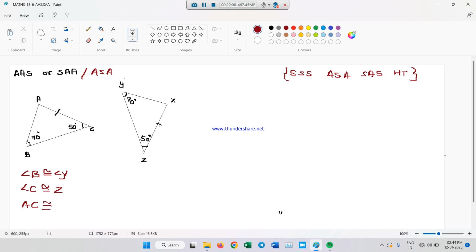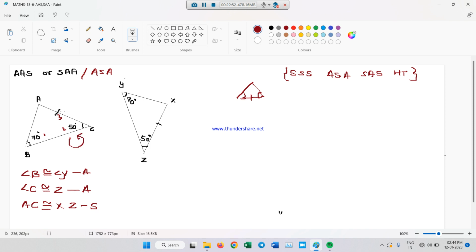In ASA, two angles were there and one side which was trapped between the two angles was there, correct? But in AAS you see the sequence. There is the first angle, there is a second angle, and there is the third side, AAS. I'm following the anti-clockwise sense, right? AAS. You can follow the clockwise sense also: SAA. Okay, that's it, so this is the rare case, AAS or SAA.